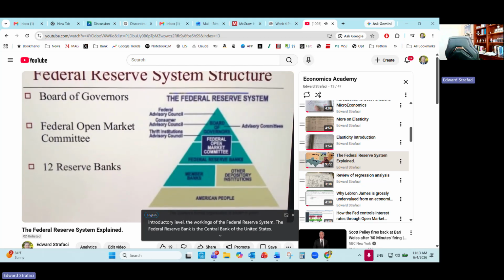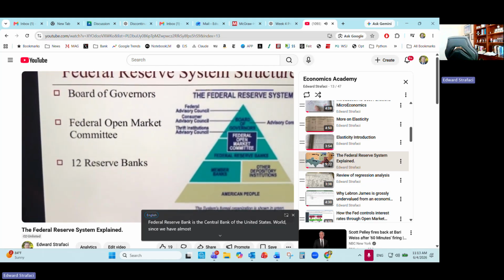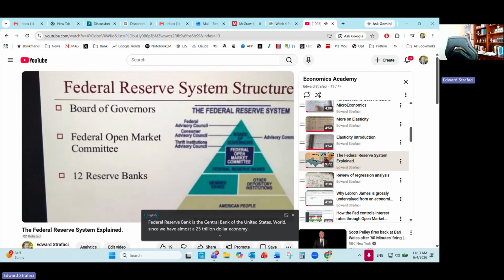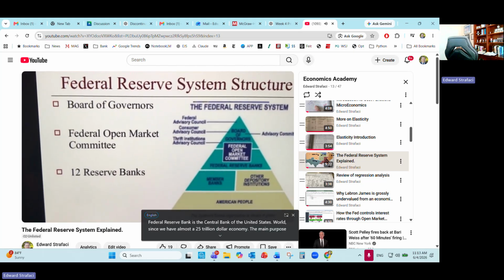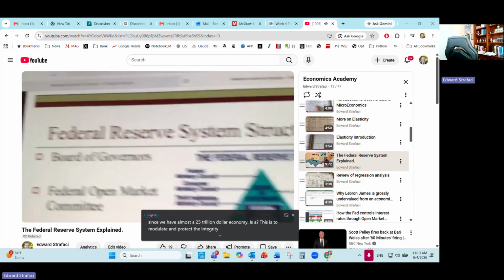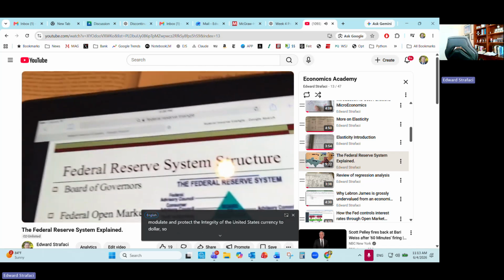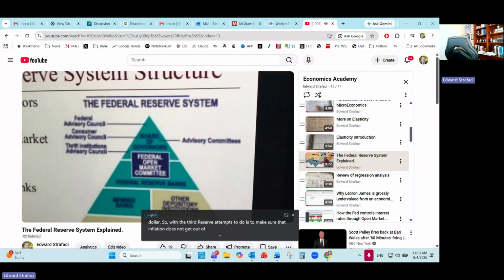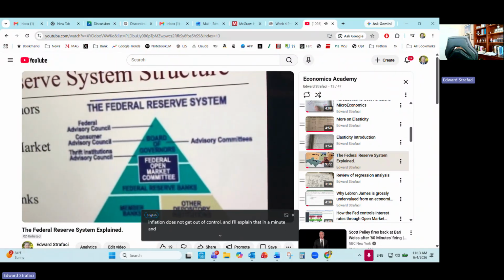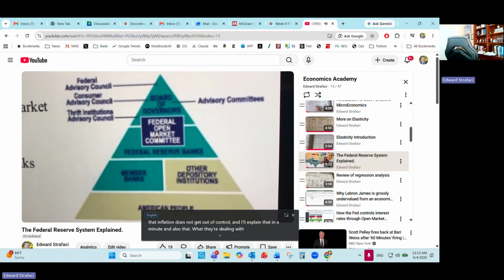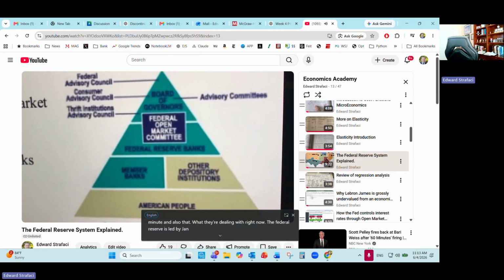It's one of the largest central banks in the world, since we have almost a $25 trillion economy. The Federal Reserve's main purpose is to modulate and protect the integrity of the United States currency, the dollar. So what the Federal Reserve attempts to do is to make sure that inflation does not get out of control, and I'll explain that in a minute, and also that the economy doesn't slow too much, which is what they're dealing with right now. The Federal Reserve is led by Janet Yellen. She's the first female head of the Federal Reserve and an economist by training.